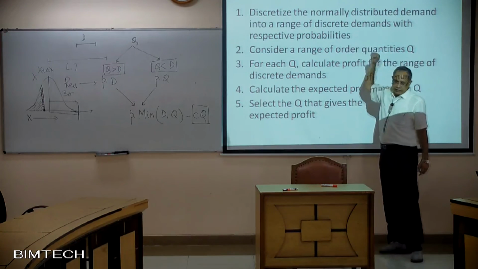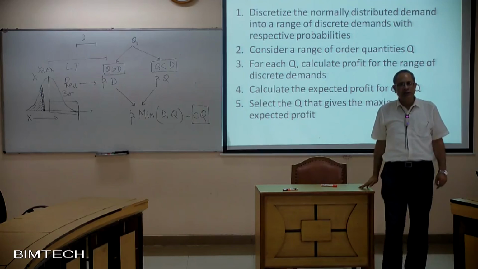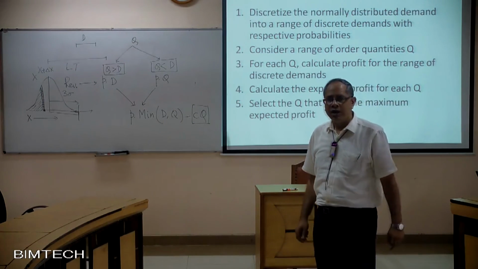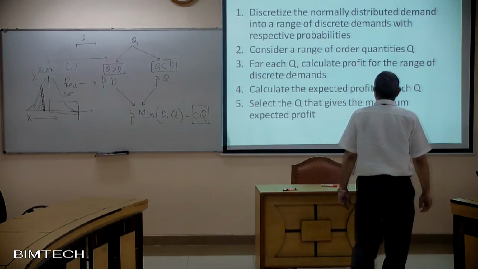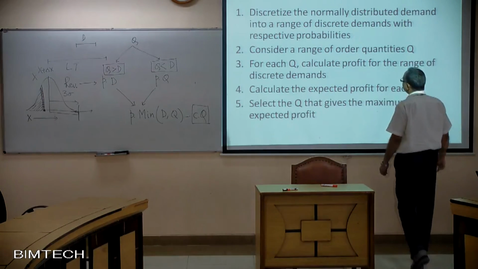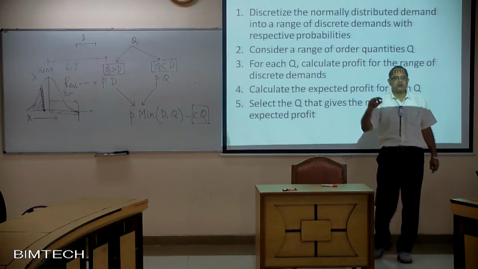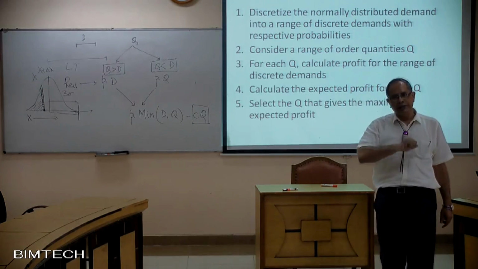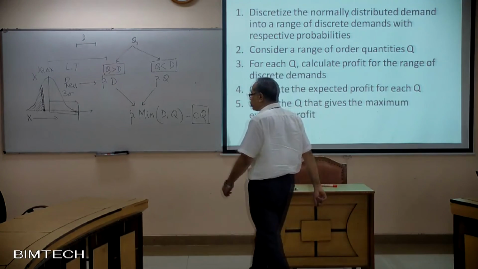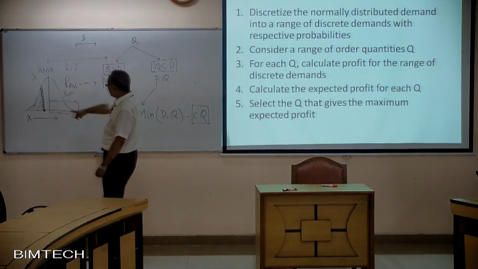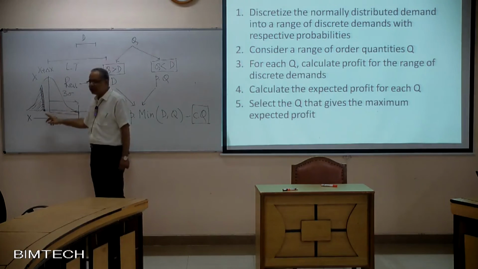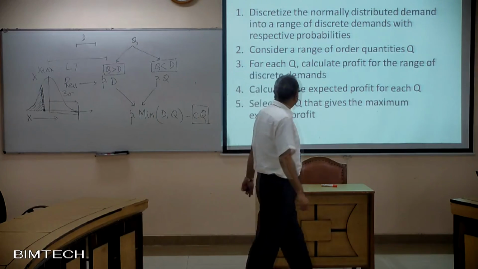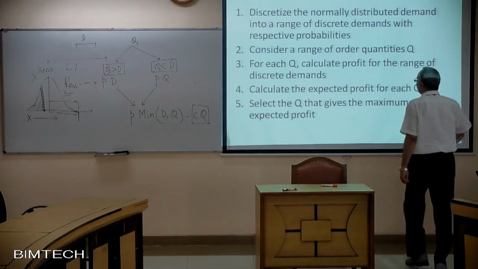We take the entire range of demand from 0 till mu plus 3 sigma. We discretize that demand so that we get discrete values of demand with the corresponding probability. The probability of each discrete demand is calculated using this cumulative probability function. Okay, and then what did we do?